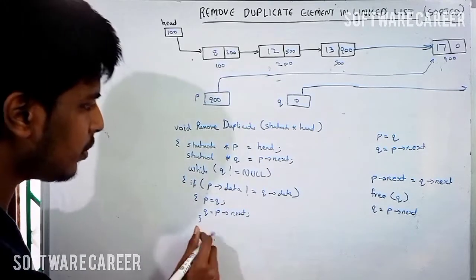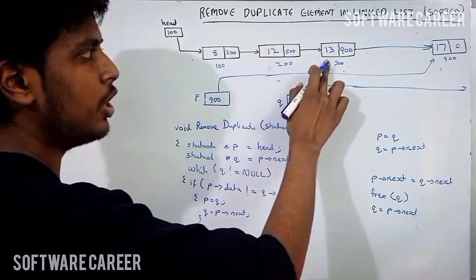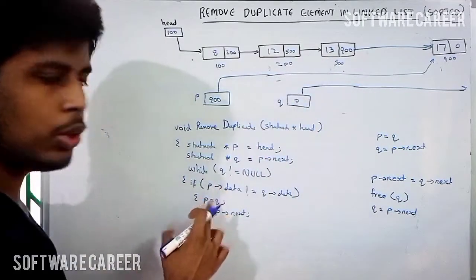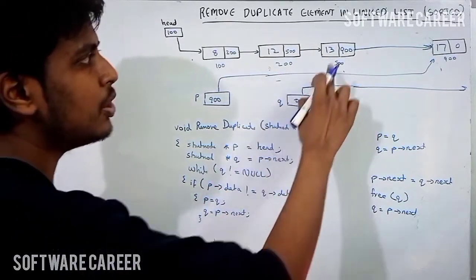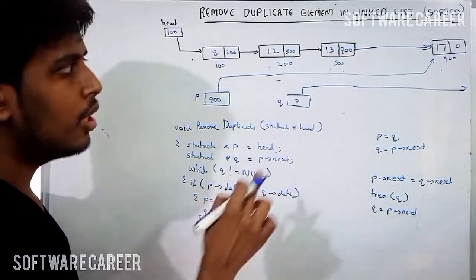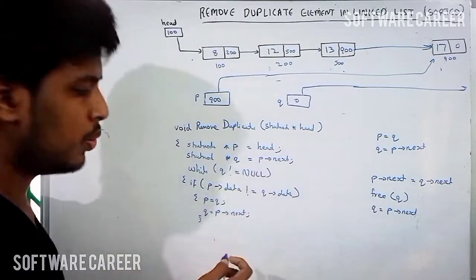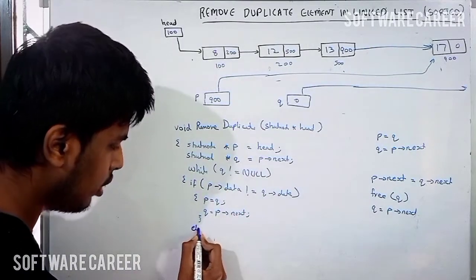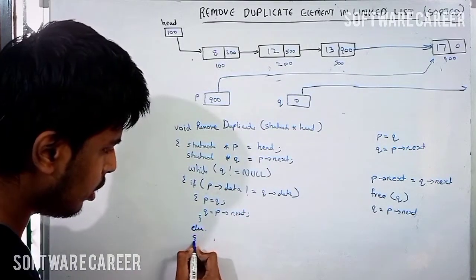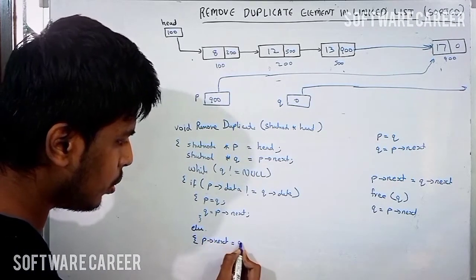Now see, this is when 12 is not equals to 13, that is when no duplicate element is present. Suppose in this case, one more node was present and 13 was present there, in that case 13 was equals to 13 here, then what should you do? So I am writing the else condition. Else P next equals to Q next.